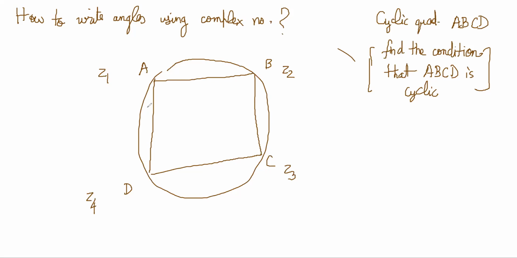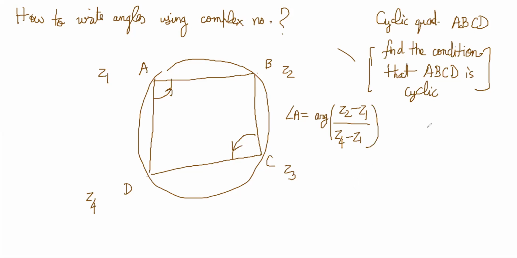Now how do we do it? Now we know one thing, that in a cyclic quadrilateral the sum of opposite angles is 180 degrees, right? So let's write two angles and say that the sum of them is 180 degrees. So any two angles you can pick. I will pick this one in the anti-clockwise direction and this one in the anti-clockwise direction. So this angle, how will I write it? I will write angle A is equal to the argument of (Z2 minus Z1), the more anti-clockwise side, by (Z4 minus Z1), right?